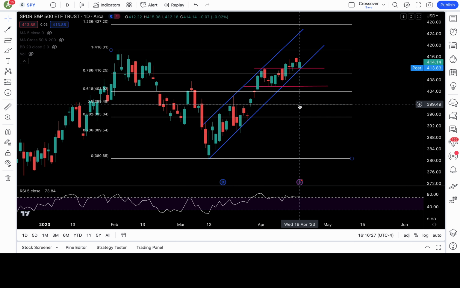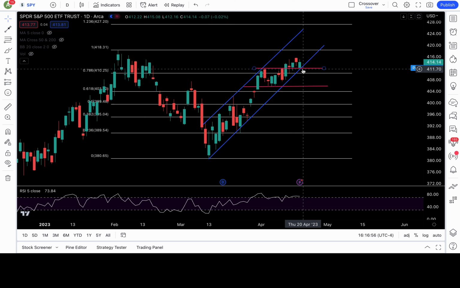And the next fib level I have at 50% fib level is at 399.5. But the bear case scenario starts if we break down 412. That's definitely the critical level to watch for tomorrow. Once again, at this point, while bulls have been defending support levels, defense is not enough.